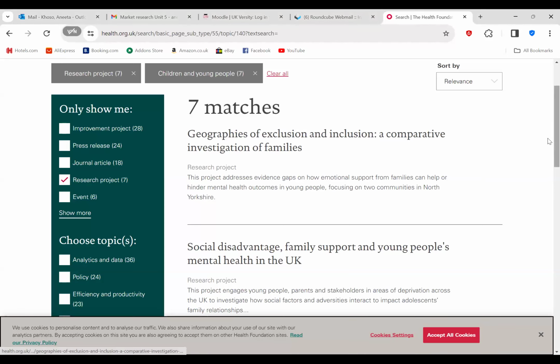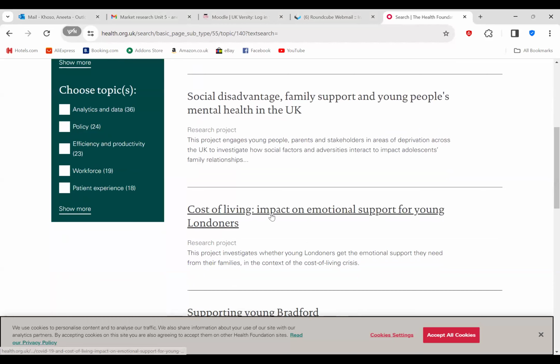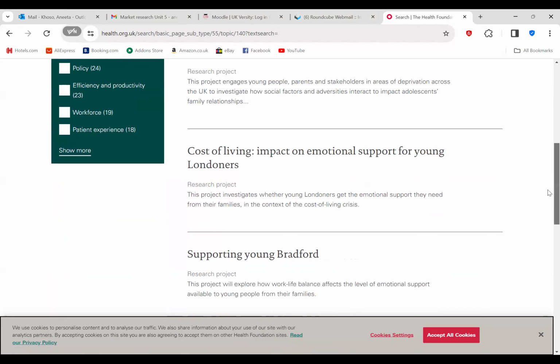And then you can see cost of living, which has an impact on emotional support for young Londoners. So it's not only London that you would want to see. It could be somewhere where you're living. If you're living in Bolton, you would want to see some impact over there. So that could be something that you would want to see.